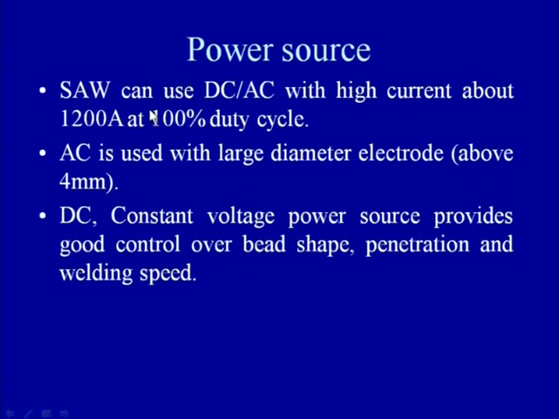The SAW process can work with both AC and DC, with a high current of about 1200 ampere at 100% duty cycle. We can go for higher current levels by using lower duty cycles, depending upon the capability of the power source to deliver the particular range of current, but the SAW can work with currents as high as the 2000 ampere range.